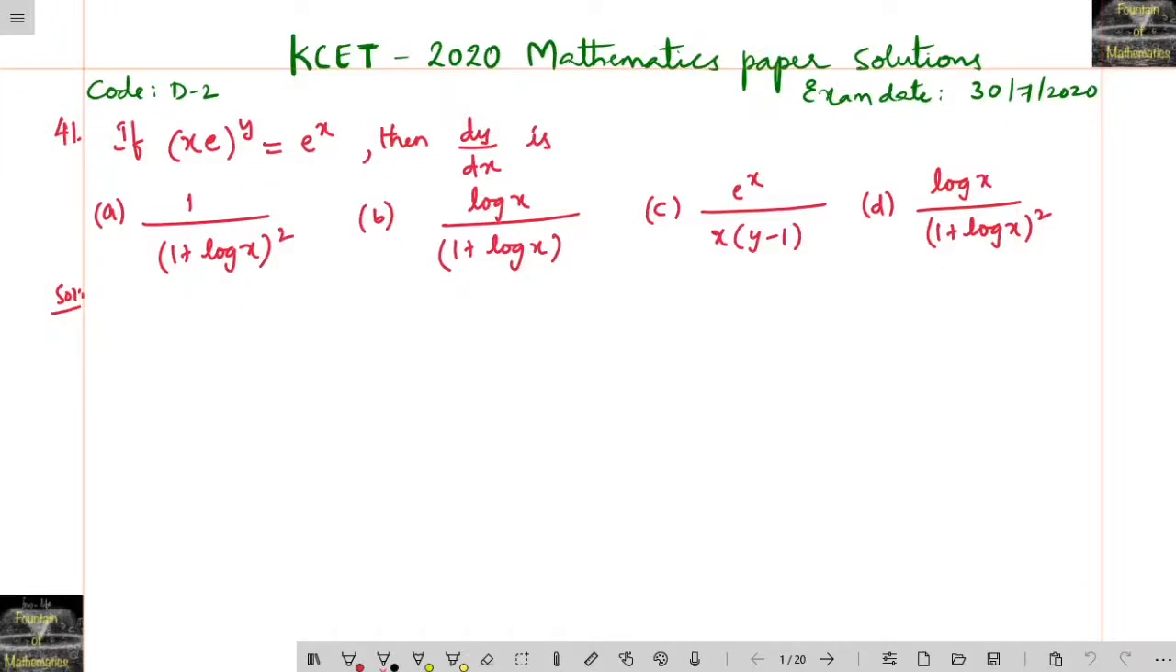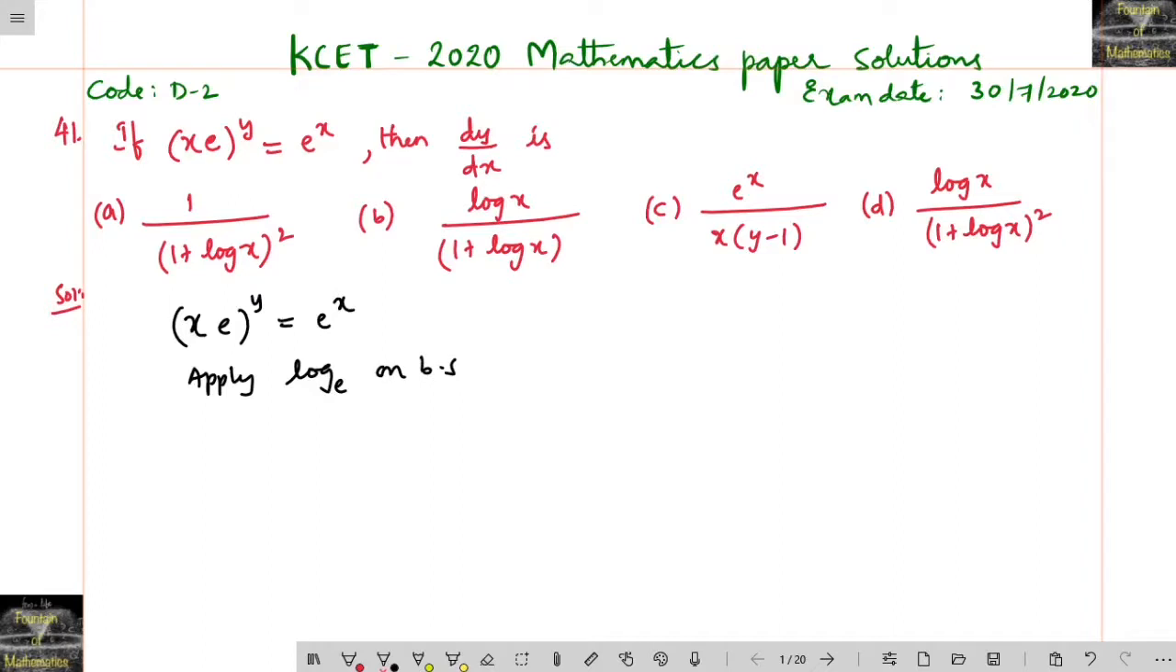Hello students, let's continue KSET 2020 mathematics paper, question number 41. If x e whole power y is equal to e power x, then dy by dx is? So what is given? x e whole power y is equal to e power x. Since powers are given on both sides, let's apply logarithm on both the sides. Apply log to the base e on both the sides.